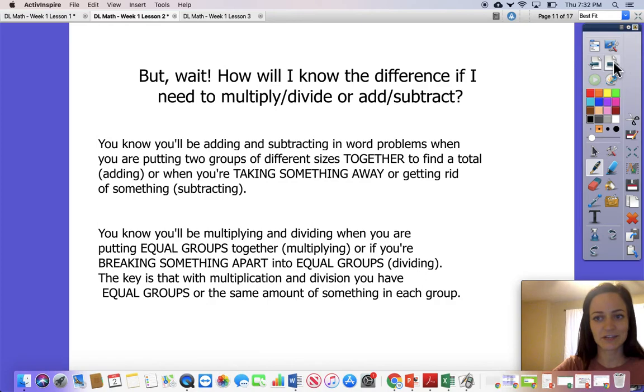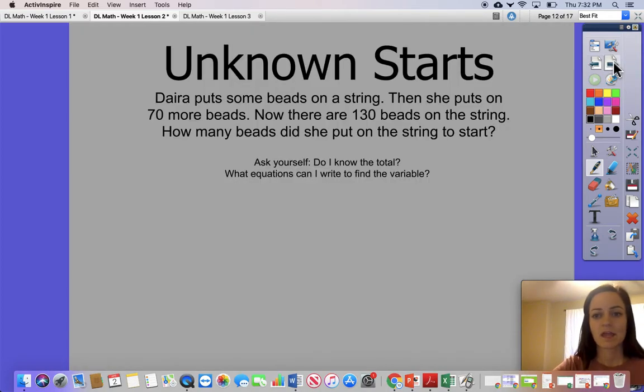If you need to pause the video and read through that or take a second to re-listen to that, go ahead and do that. All right, let's start with some unknown starts. Dinah puts some beads on a string. Then she puts on 70 more beads. Now there are 130 beads on the string. How many beads did she put on the string to start?